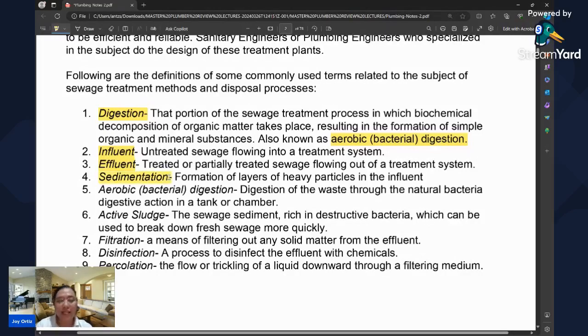Next is sedimentation. It's the formation of layers of heavy particles in the influent. Next is the aerobic bacterial digestion. It's the digestion of the waste through the natural bacterial digestive action in a tank or chamber. Next is the activated sludge. It's the sewage sediment rich in destructive bacteria, which can be used to break down fresh sewage more quickly.